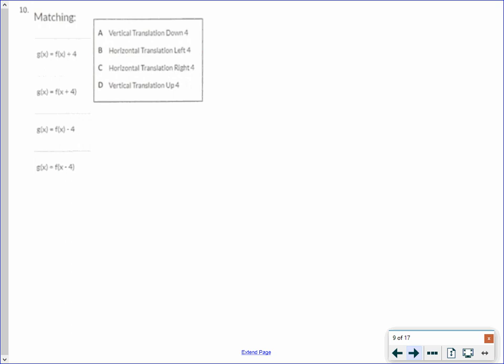Number 10, we have some more matching. We have g of x equals f of x plus 4. That's not inside the parentheses, so we're affecting our y directly. So it's going to be a vertical translation up by 4.